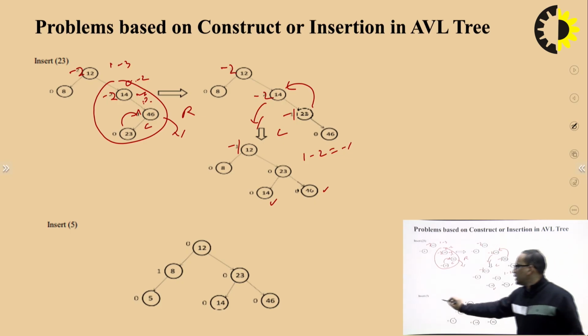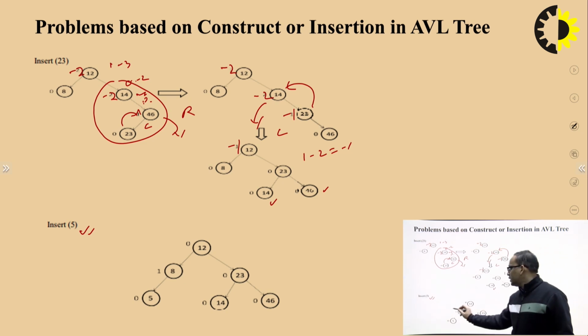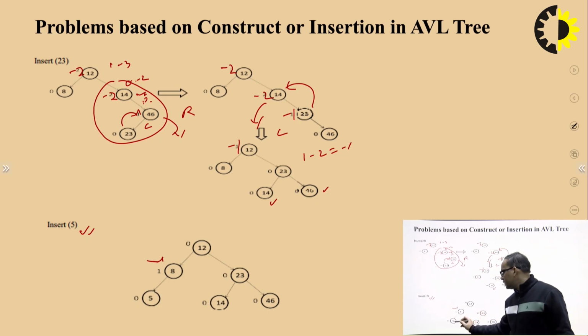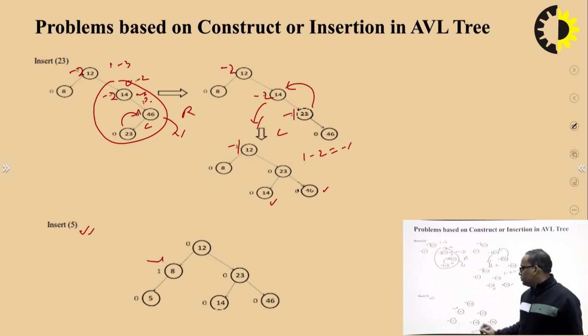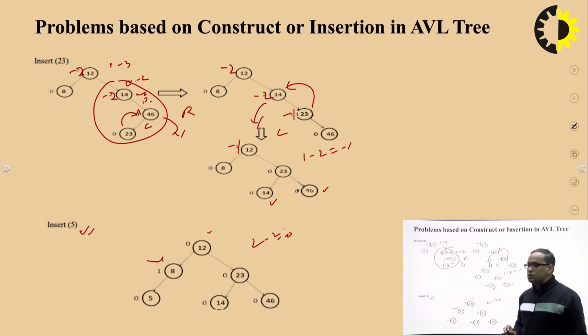Next we will insert the next key, which is 5. We will compare it. 5 is less than 12, so it will be inserted into the left. Now 5 is less than 8, so it will be inserted in the left of 8. Balance factor of 5 is 0, balance factor of 8 is 1. For 12, the height of the left subtree is 2, and the height of the right subtree is also 2. So 2 minus 2 is 0. So balance factor of 12 is 0. When we insert 5, the tree becomes balanced.